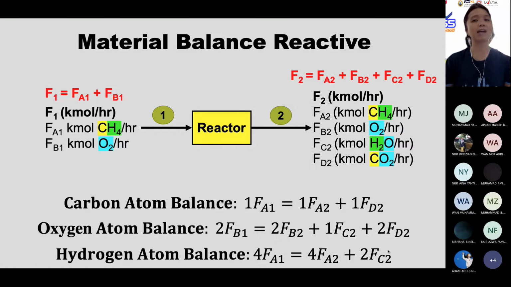Senang je. Kamu kira berapa bilangan atom yang masuk, darab dengan molar flow rate dia, equals lagi yang sebelah sana. Tengok atom tu muncul dalam compound mana. Kalau lebih daripada 1 atom dalam compound tu, darab dengan molar flow rate dia. So for example, kalau methane, 4 hydrogen kan, 4 multiply with molar flow rate methane. So on and so forth.